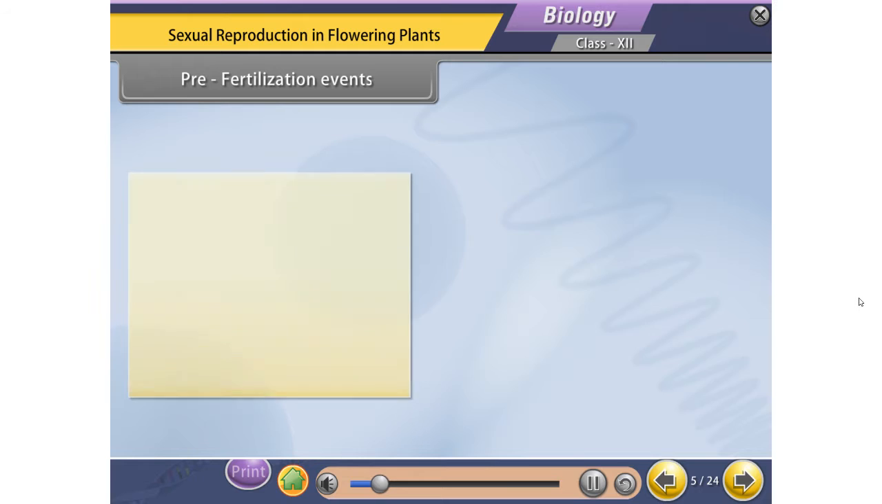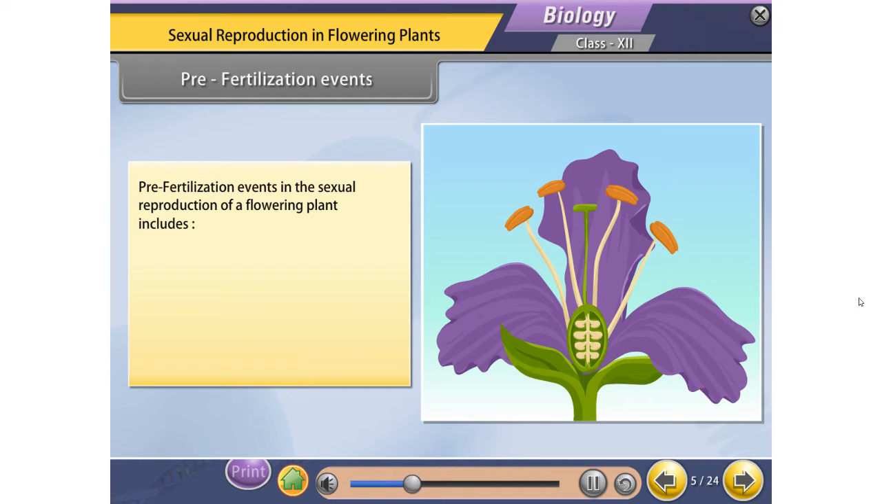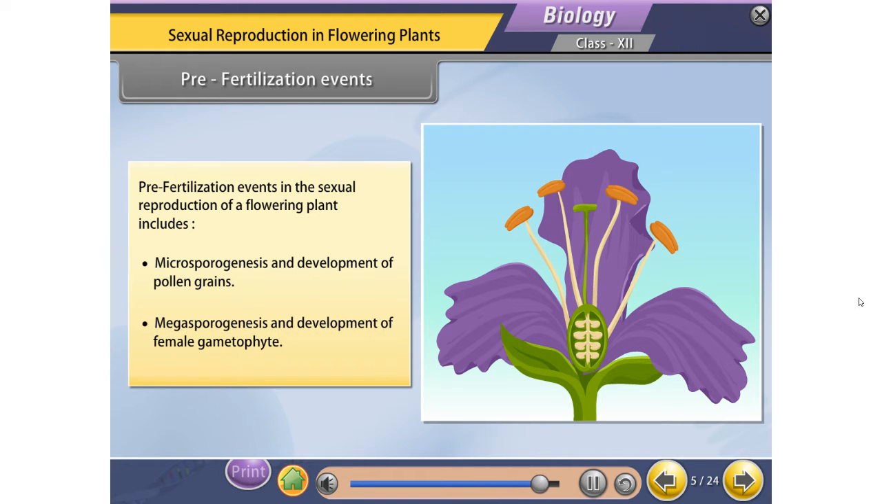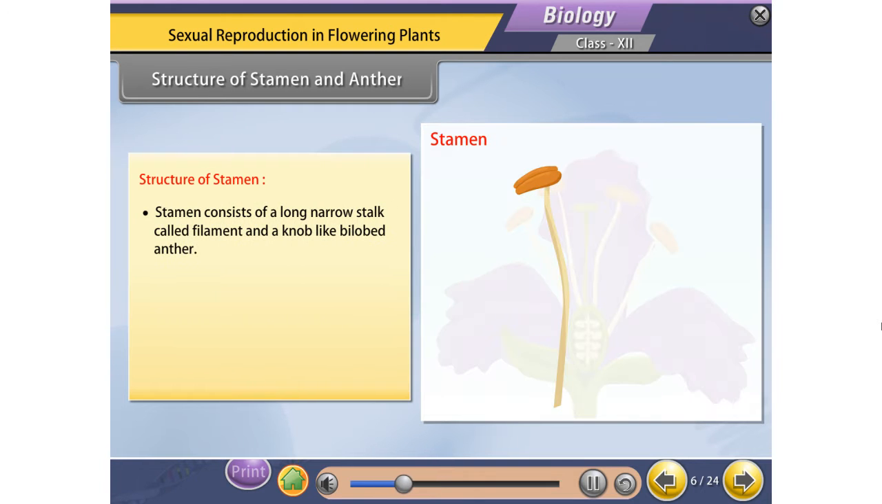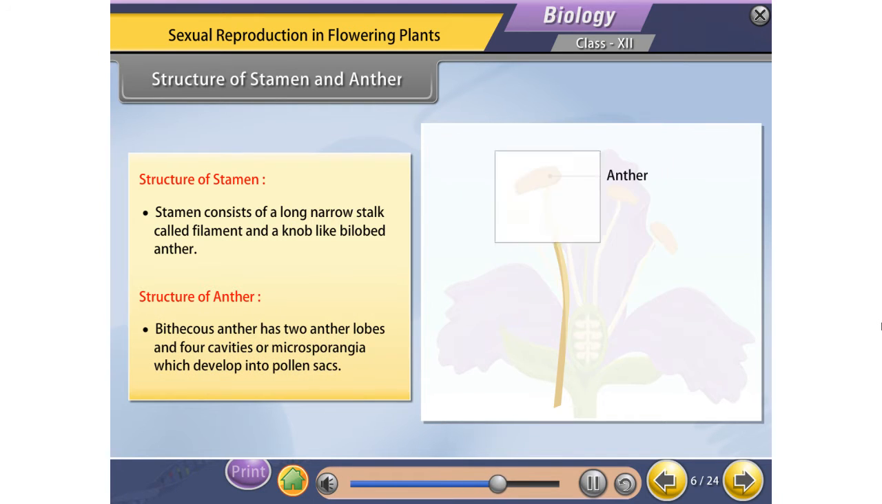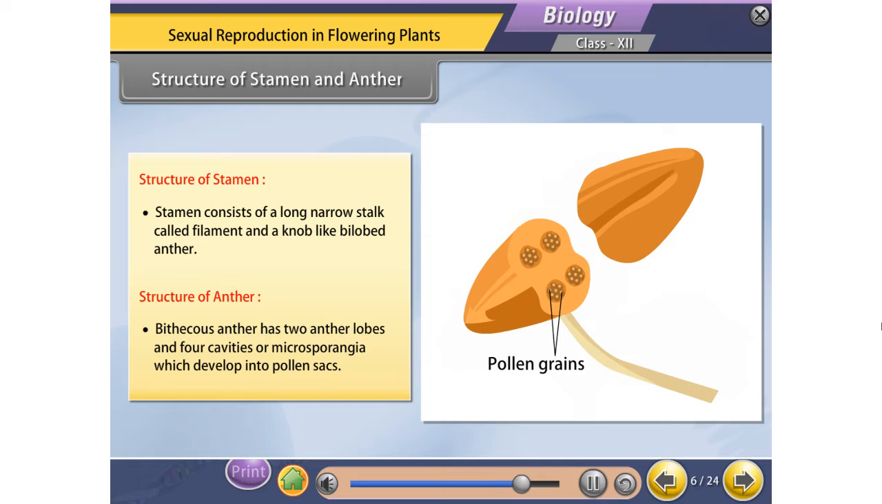Pre-fertilization events. Pre-fertilization events in the sexual reproduction of a flowering plant include microsporogenesis and development of pollen grains, megasporogenesis and development of female gametophyte, structure of stamen and anther. Structure of stamen. Stamen consists of a long narrow stalk called filament and a knob-like bilobed anther. Structure of anther. A bithecous anther has two anther lobes and four cavities or microsporangia which develop into pollen sacs.